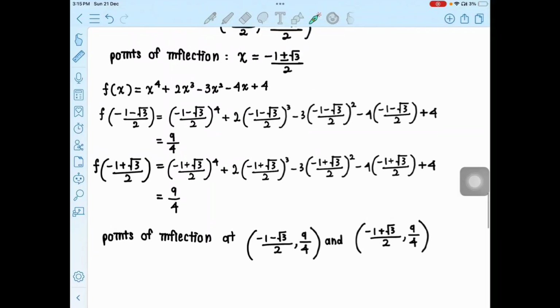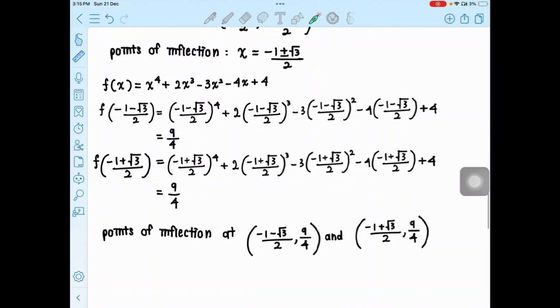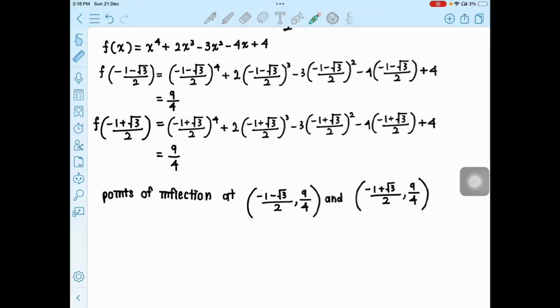So we need to find the coordinates. To find the coordinates, we have to substitute the x values that we got into the original function f(x). From that, we get the y value is 9/4 for both values of the inflection points. So these are the coordinates of the inflection points.